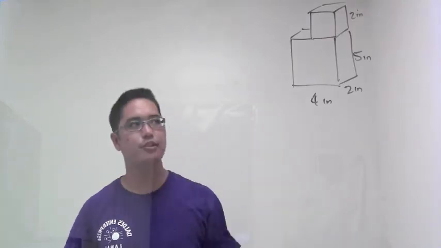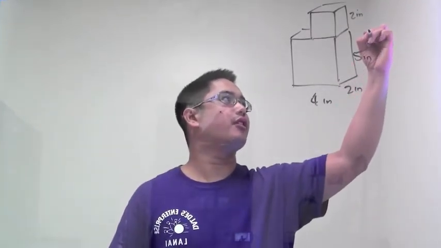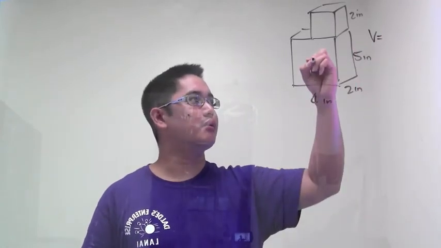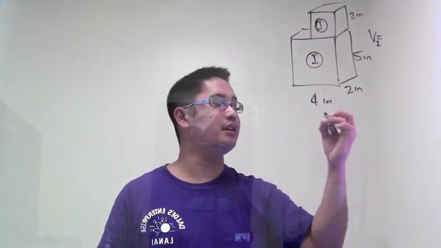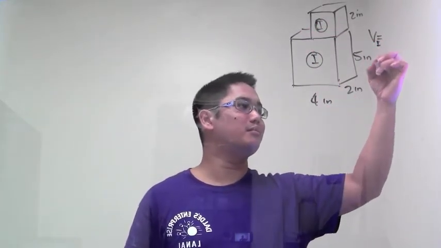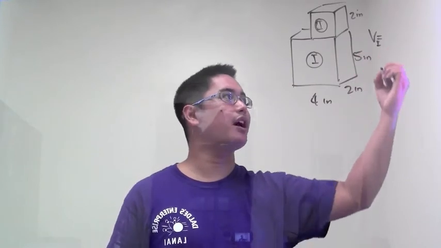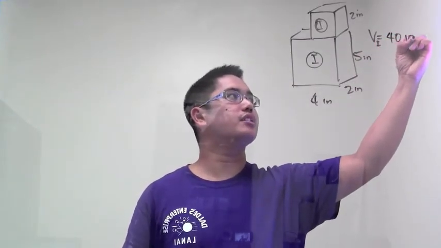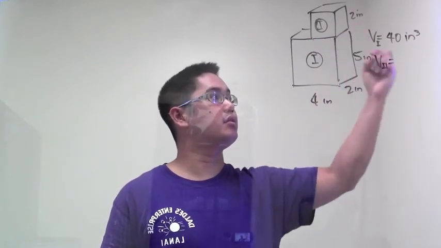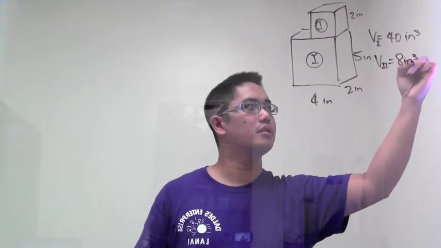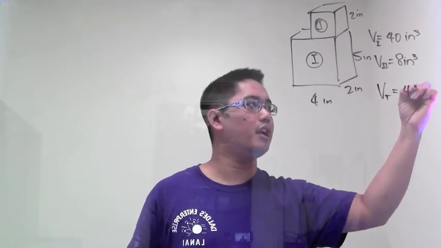Okay, so first thing I want to do is figure out the volume of this thing. How much of this stuff are we trying to fill up? Well, volume is equal to length times width times height. And I'm just going to split this up into 2 regions. Here's region 1, here's region 2. So volume 1 is going to be 4 times 2 times 5, sorry. That would be 8 times 5, which is 40 inches cubed. And volume 2 is 2 by 2 by 2, so that's 8 inches cubed. So the total volume is equal to 48 inches cubed.